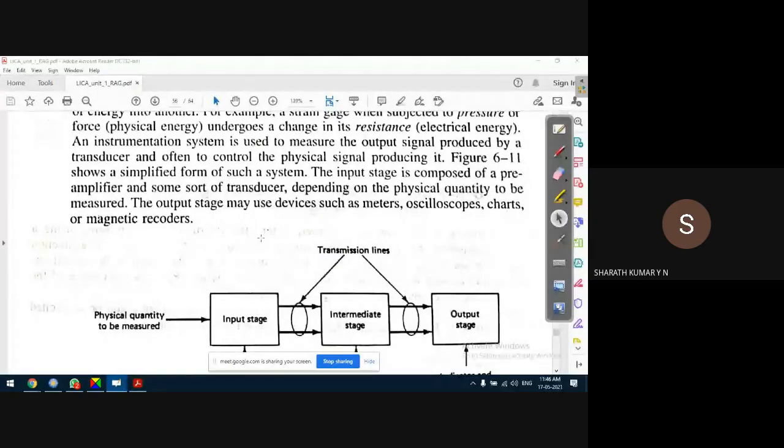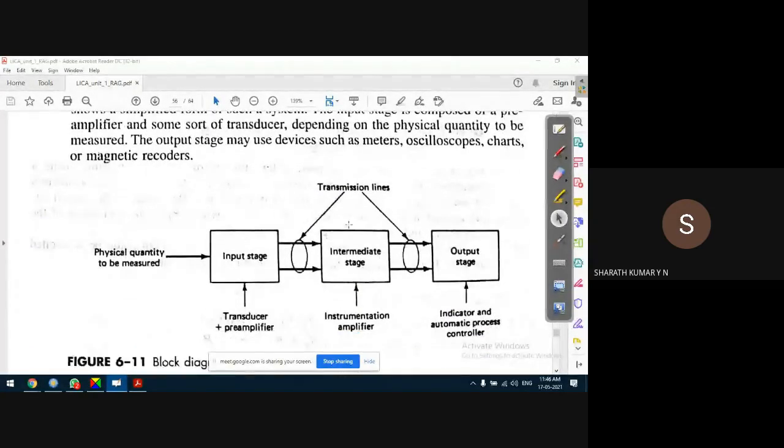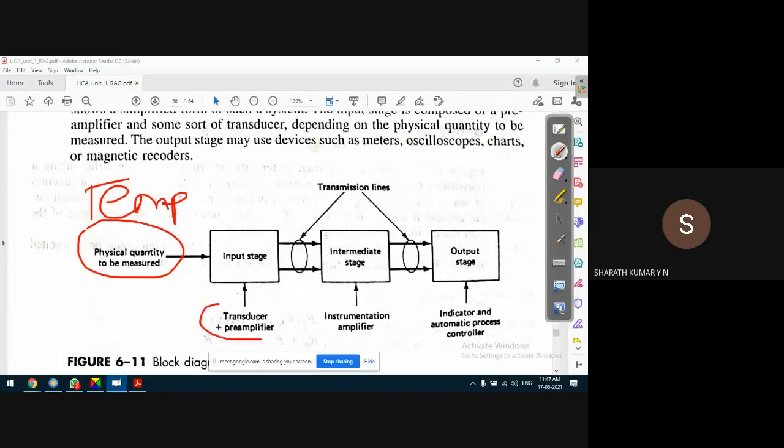There is a measuring setup, something like this. So, physical quantity to be measured, like for example temperature. For example, in an AC environment, we need to maintain the temperature. So, transducer or preamp. The transducer output is amplified and applied to the input stage. Why is a preamplifier required? Because the transducer output may be very small, so it may be difficult to measure. In that case, it is better to amplify it. Then it is applied to the input stage.